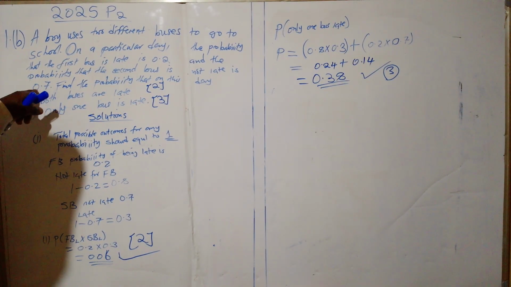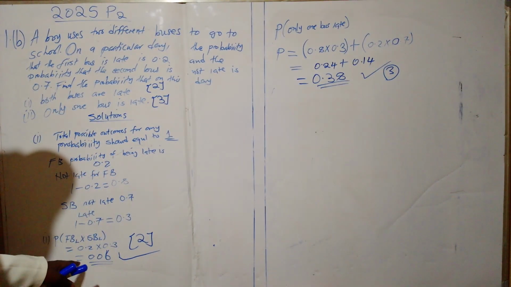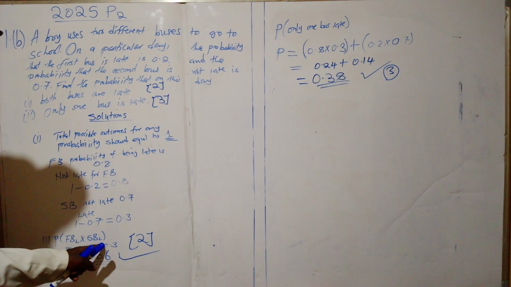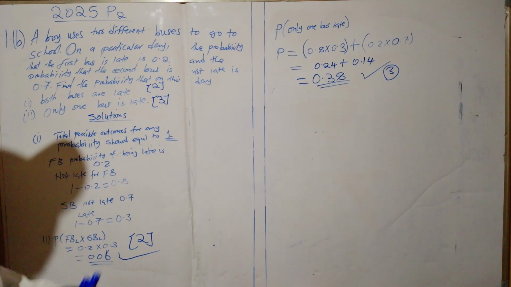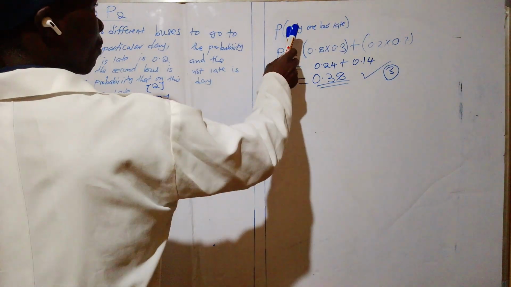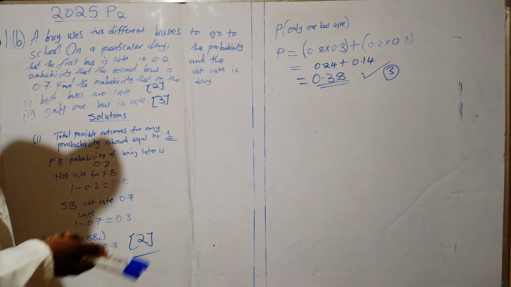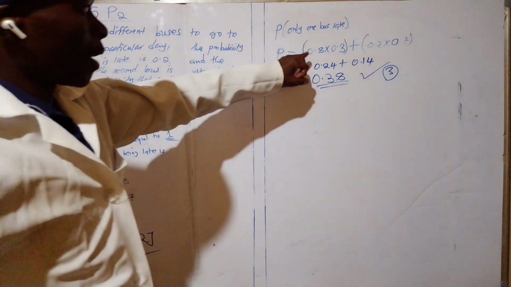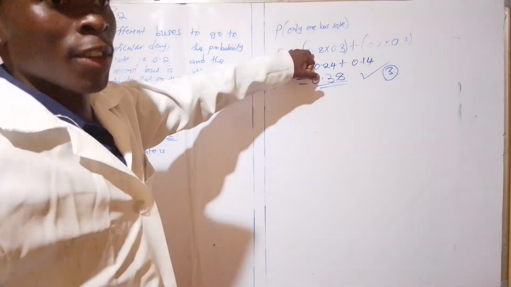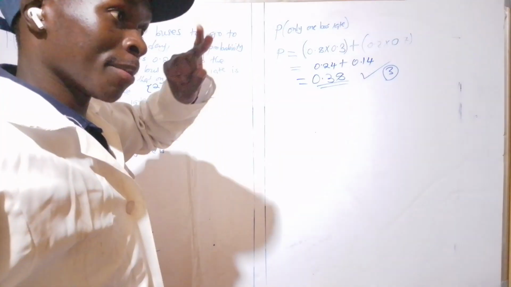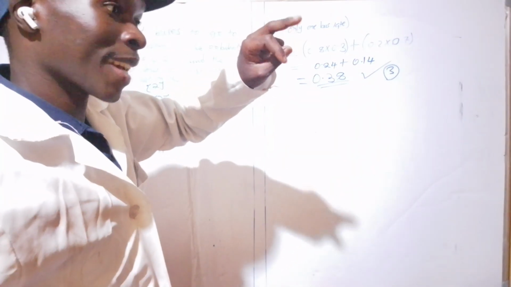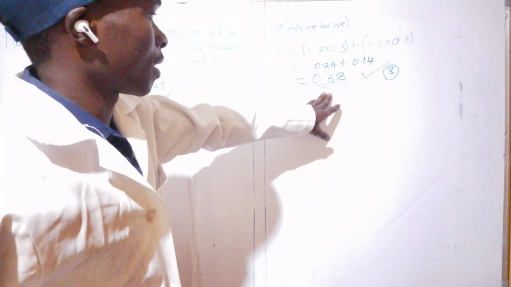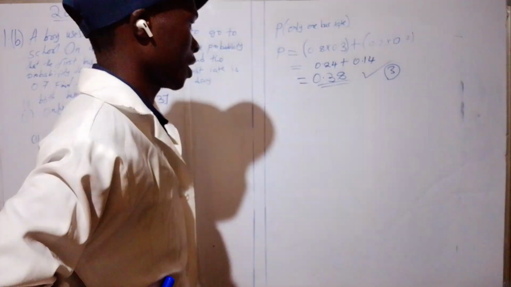You subtract this 0.7 from 1, so that you have 0.2 times 0.3. The first bus is late and the second bus is late. So that's the probability. Then here, the probability that only one bus should be late. Here, the options you have is that for the first option, the first bus should be late and the second bus not late. Then the other one should be the second bus should be late and the first bus should be early. So that's the probability here, which gave us 0.38.